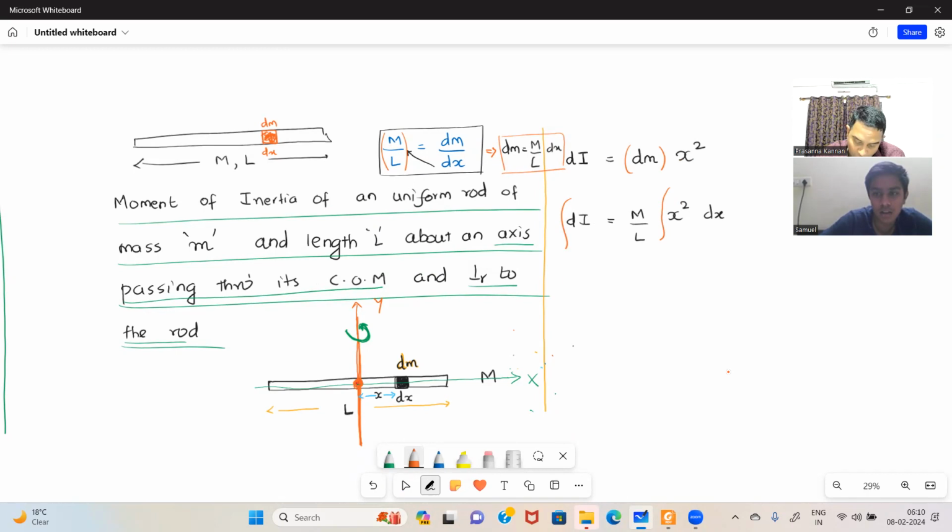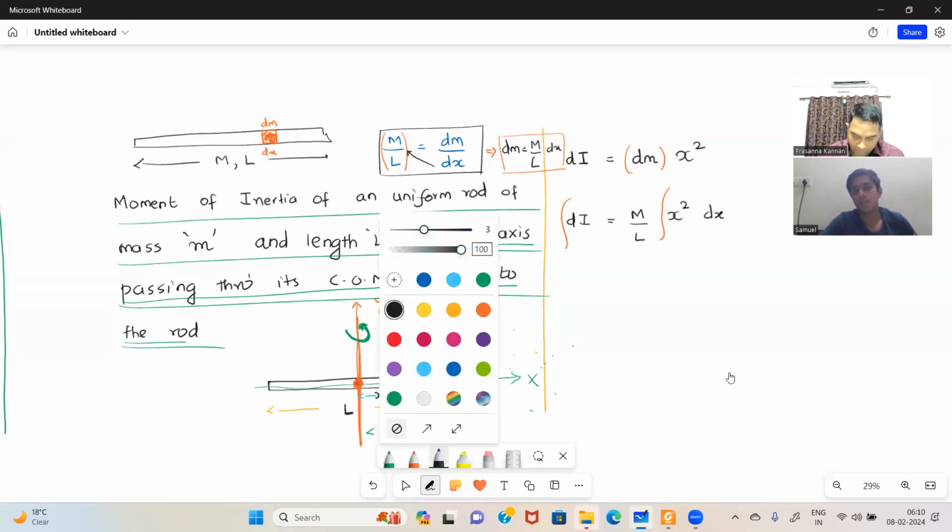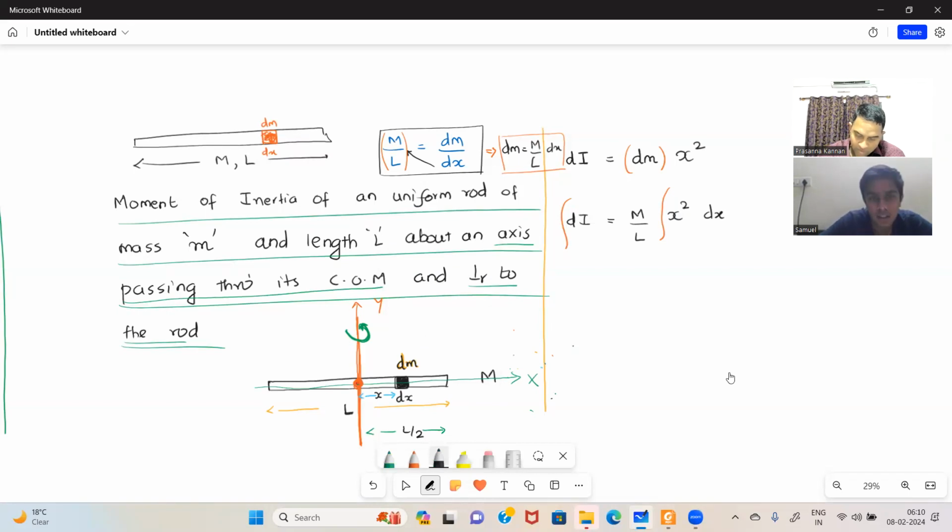What is the total length? L, right? 10 meters was for example, but here it is L. So how much will this be? L by 2. Good. So what will be this point? If this represents x equal to 0, what will this represent? This point which I'm circling here at the origin refers to x equal to 0, correct? What will this represent?